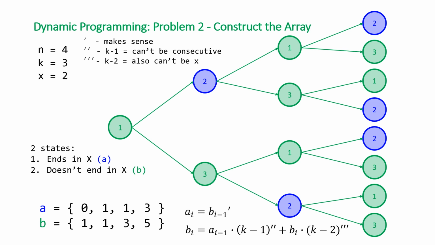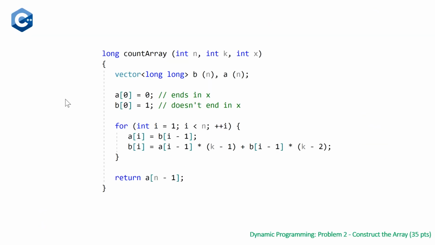You have to basically derive these two equations, and then once you have that, you can compute the solution in linear time. So this code looks as follows. We're just declaring two arrays, A and B, and then we're initializing the values in A and B to be the initial solution. So ending in x is 0 at the first point because we know that our first element has to be 1, and ending not in x is 1, which is just the element 1 itself.